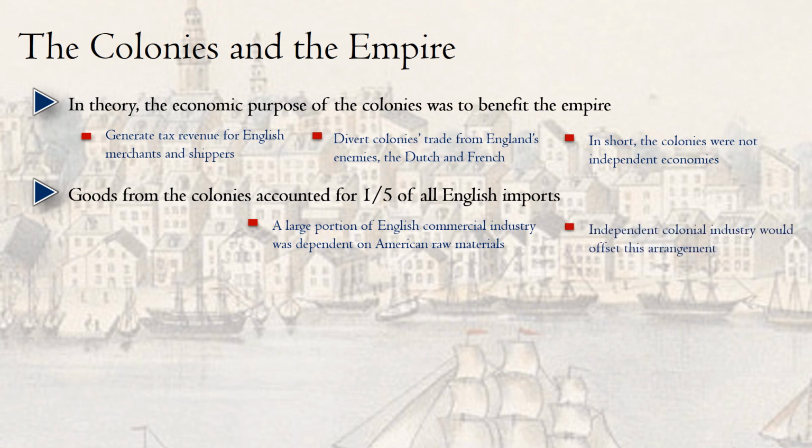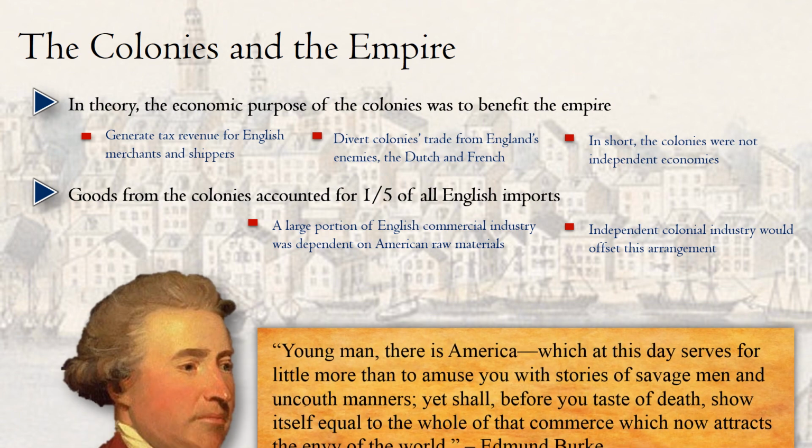And so independent colonial industry would offset this arrangement. If the colonies were to decide, hey, we're not going to be part of this arrangement anymore, we're going to sell to who we want, when we want, at what prices we want, well, that would put the English economy into a tailspin. Nevertheless, you do have people who start to argue that this is not the best arrangement.